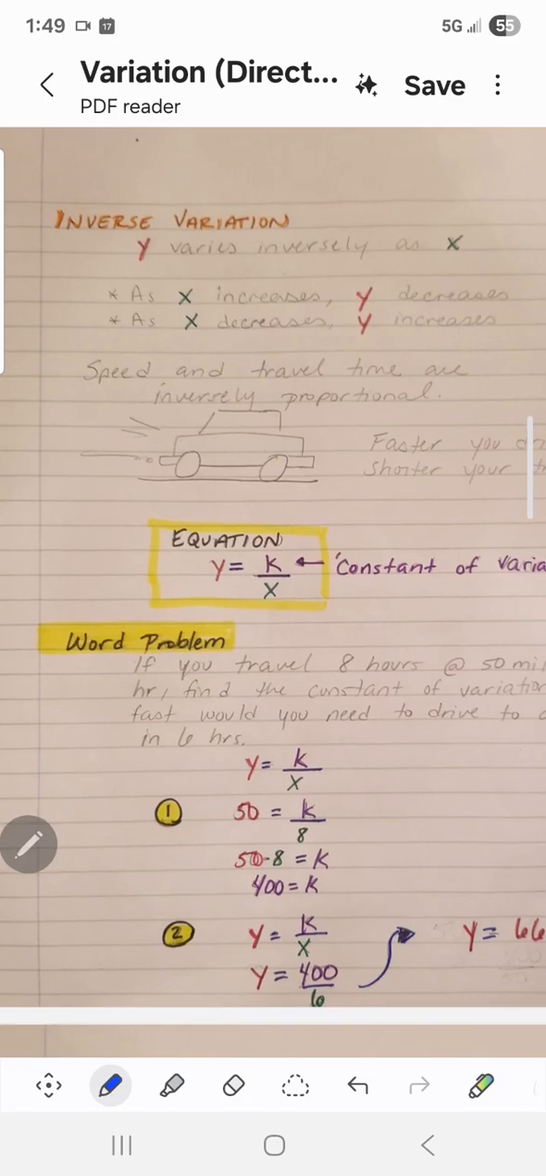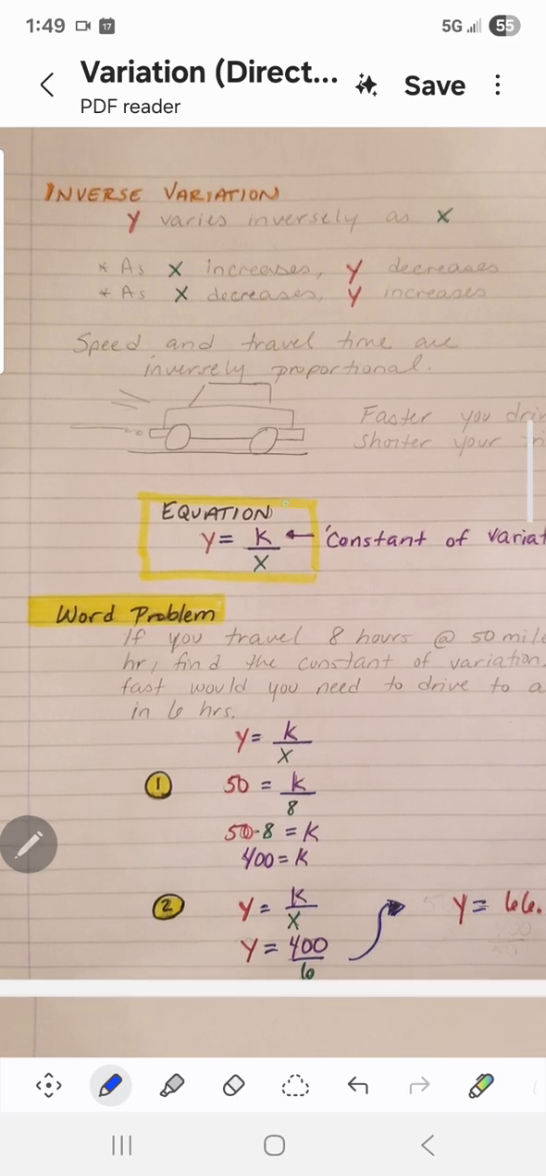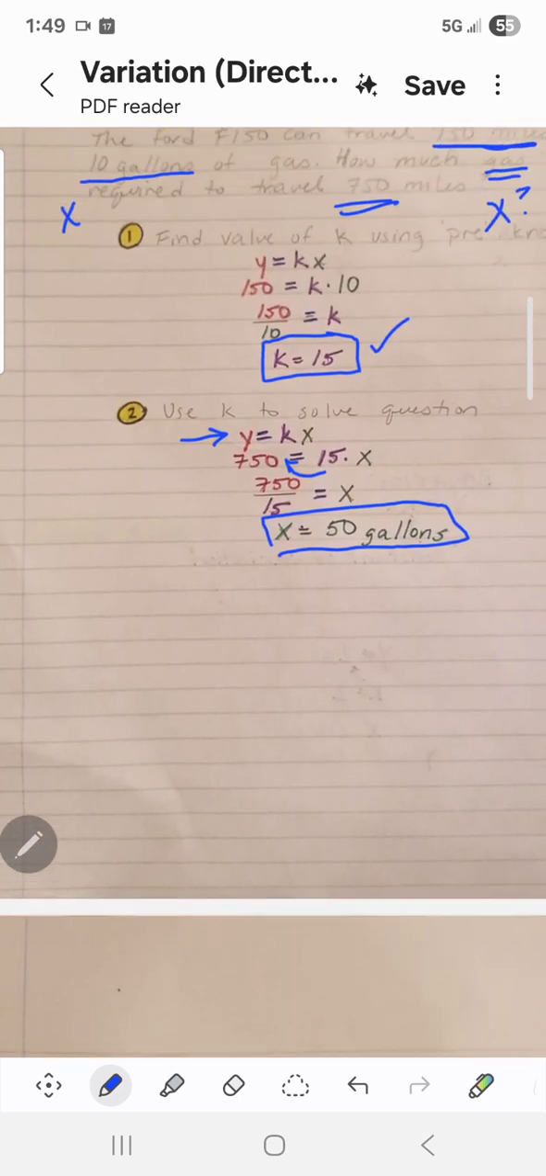Inverse variation. As one variable does something, the other variable does the opposite. So as x increases, y decreases. So the faster you drive, the shorter your trip is. As speed increases, time decreases. So that's an inverse relation. Here's our equation. Go back and look.